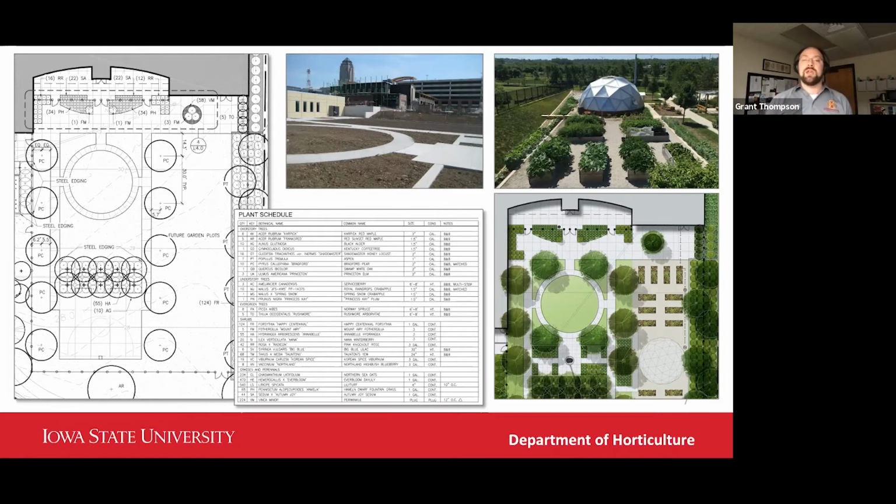And these documents are made for two primary reasons. The first being it communicates the design intent to the contractor who's actually going to build this, because as landscape architects, many of us are probably more desk jockeys.